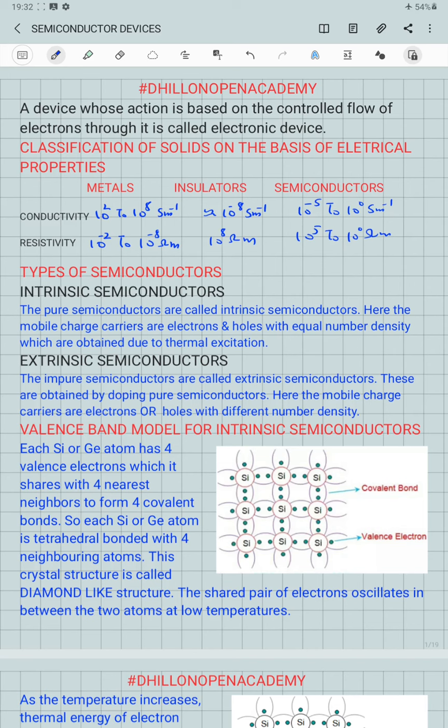We call this type of crystal structure the diamond-like crystal structure because it resembles the carbon structure. Because a valence bond is formed between any two silicon or any two germanium atoms, the shared pair of electrons is approximately at the center of the two combining atoms, and there can be an oscillation of this shared pair of electrons between the two atoms due to the temperature.